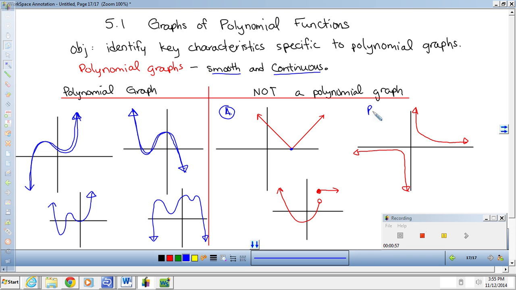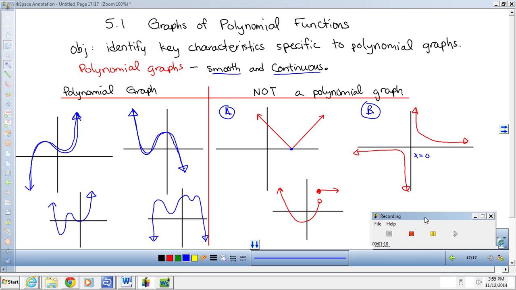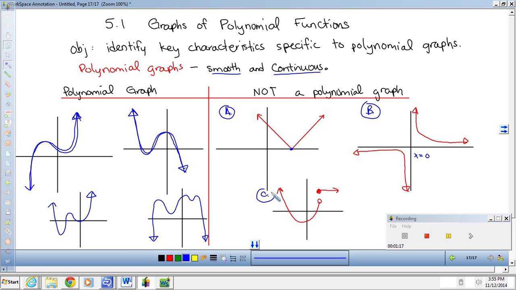As opposed to B, we'll call this one B over here. This one is not continuous because I do have a break. There's a break at x equals 0. So there's a break, it's split into two different parts. It is smooth, however, it is not continuous. And same with this one over here. Down here, I'll call this one C. I have a jump here. I can also describe that as a break. So my graph does break. My graph is split into two separate parts.